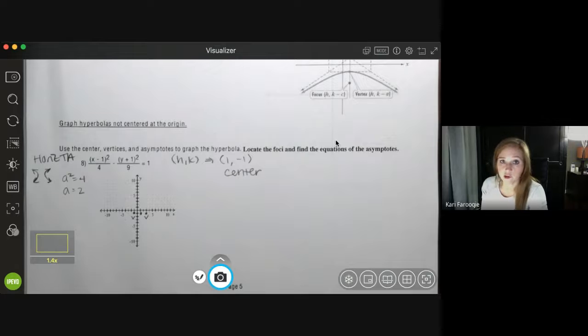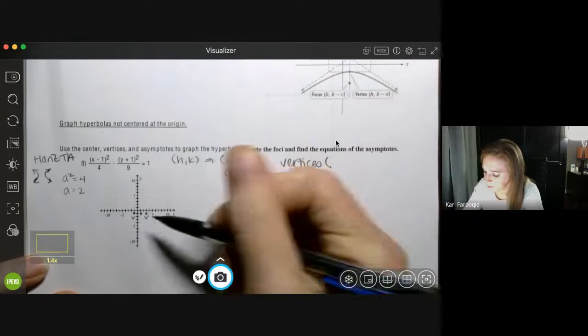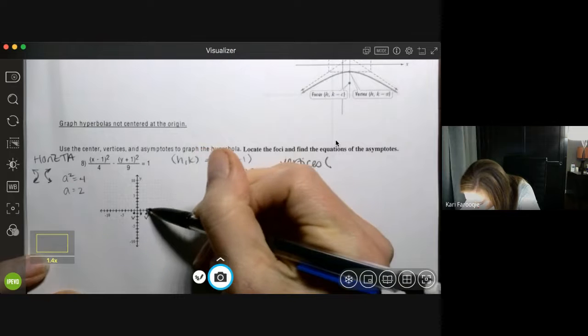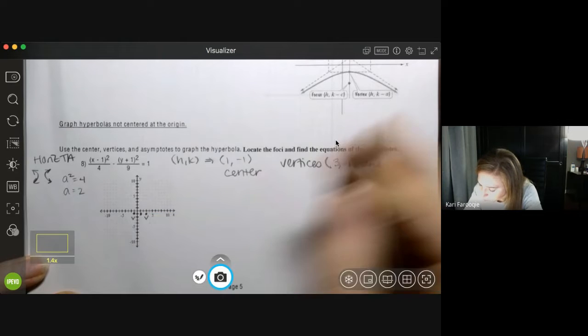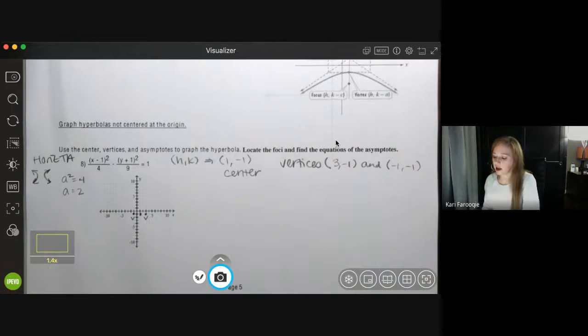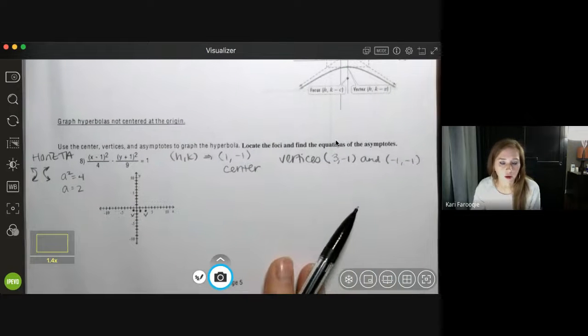Now, a lot of times you're asked to write down the actual points for the vertices. So since you just graphed them, I would just jot down those ordered pairs. So we would say that the vertices are going to be at 3, -1 and -1, -1. Now, I didn't actually ask you to label the vertices here, but you might be asked to do so on MyMathLab, and I might ask you to do so on an exam. So make sure you know how to find those. And remember that they're going to be equidistant from the center point. So 1 is between 3 and -1. Questions so far?